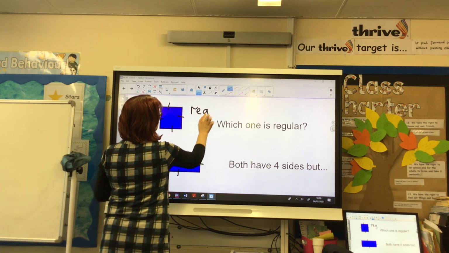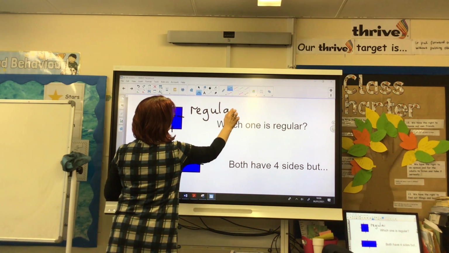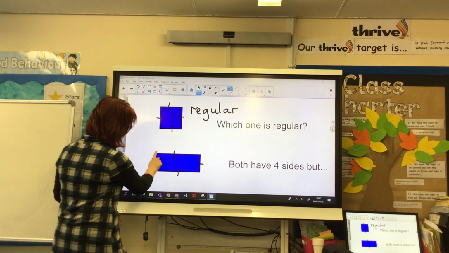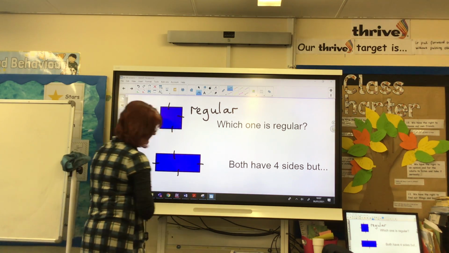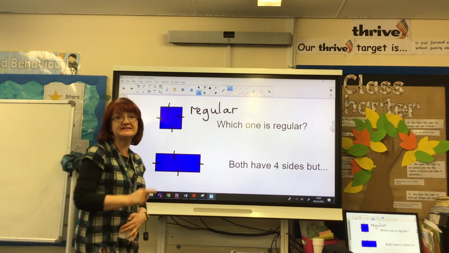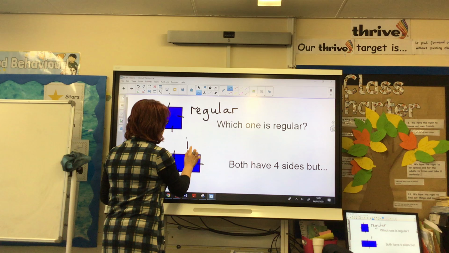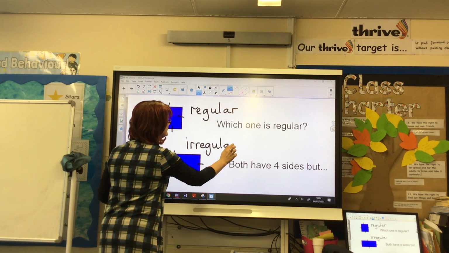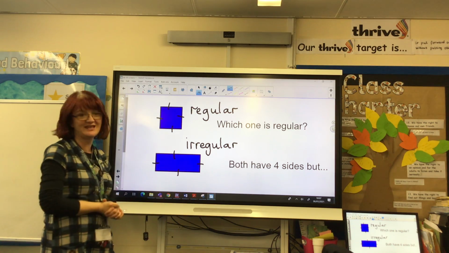And you're telling me, and you're shouting at the screen at home, oh, it's a square, it's a square, it's a square. And this one here, we can see that this one and this one are the same, and this one and this one are the same, but not all of them are the same. So it must be irregular. And you're screaming at me saying, Mrs. Thomas, it's a rectangle. Yes, it is. Well done.